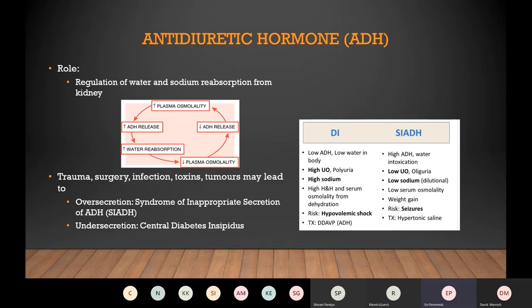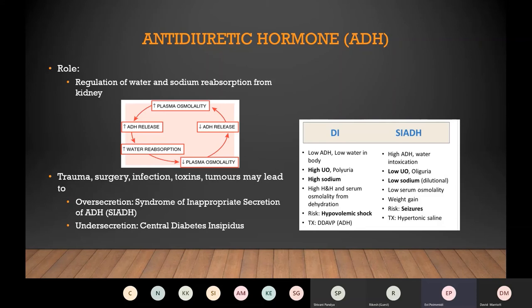Now, the hormones of the posterior pituitary gland, we said that there are two. We have first the antidiuretic hormone, or ADH in abbreviation. The role of this hormone is to regulate the water and sodium reabsorption from the kidney. As you can see in the small picture on the left side, whenever there is an increase in plasma osmolality, this is sensed by osmoreceptors in the hypothalamus. Then there is an increase of ADH release from the pituitary gland, leading to increased water reabsorption and a decrease in plasma osmolality. This then acts as a negative feedback mechanism that decreases the ADH release, and it acts back on the hypothalamus.